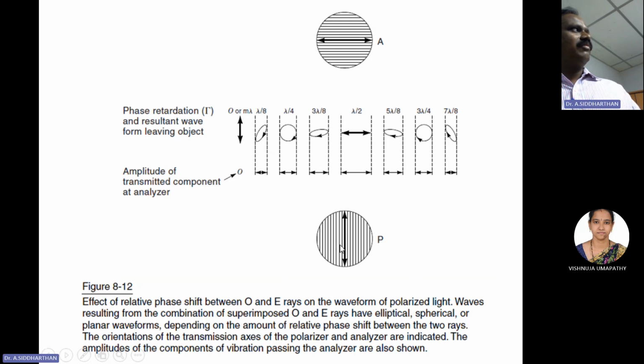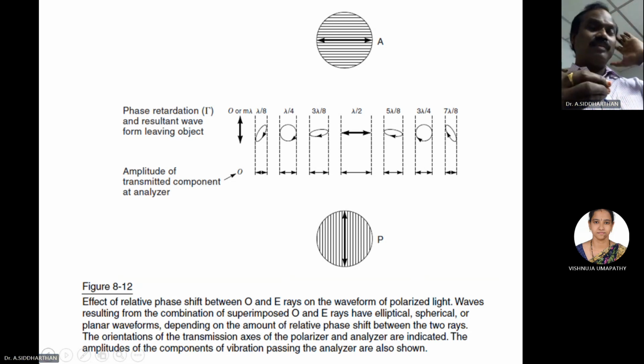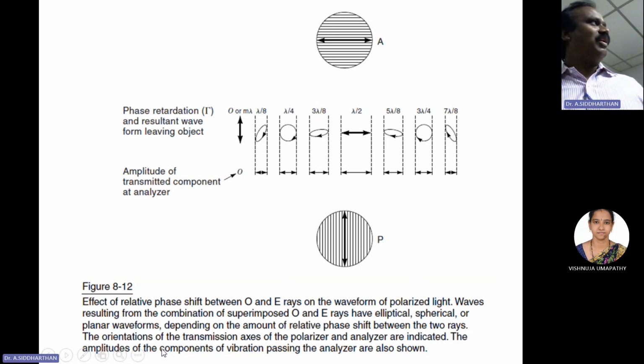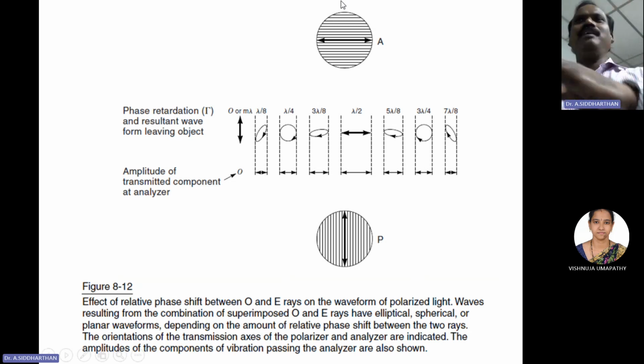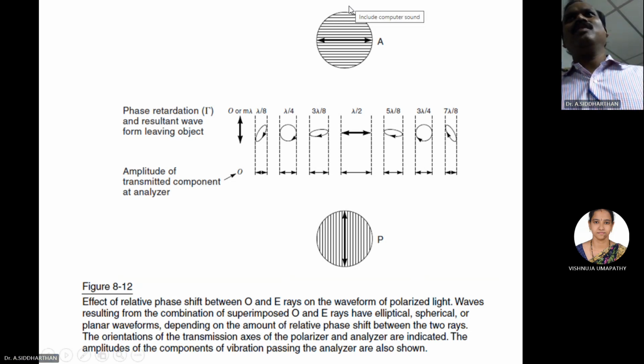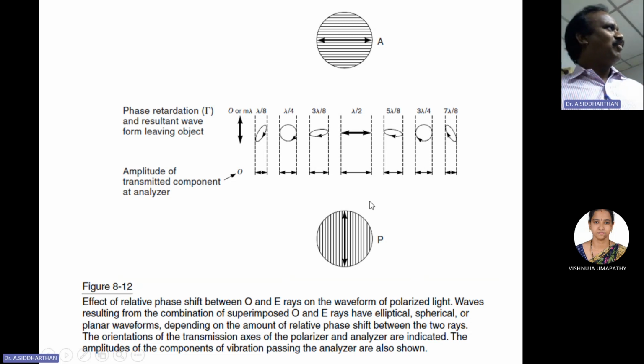Usually, from the object, if I place a polaroid on the path from the light source, that is called a polarizer. On the vision side, I put another same kind of material, which we call an analyzer. Analyzer to the eye, polarizer to the image, the eye, the light source. So light comes from a polarizer.